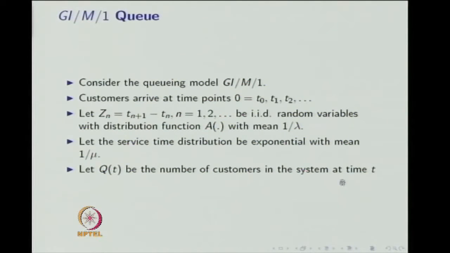So consider the customers arrive at time points T0, T1, T2 and so on. Let Zn equal Tn plus 1 minus Tn be the IID random variables with the distribution function A, with the mean 1 by lambda. As a special case, if you assume that the inter-arrival time is exponential with the mean 1 by lambda, then the arrival follows a Poisson process with the parameter lambda. But in this GI/M/1 model, the inter-arrival time is a non-exponential distribution with the CDF A with the mean 1 by lambda.